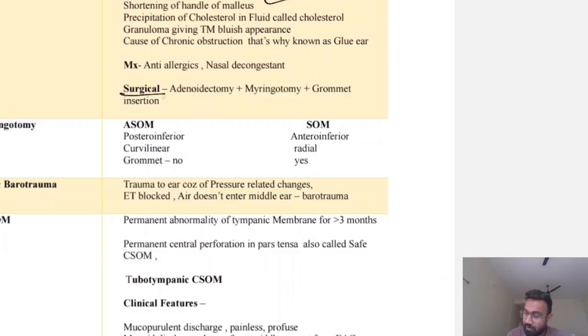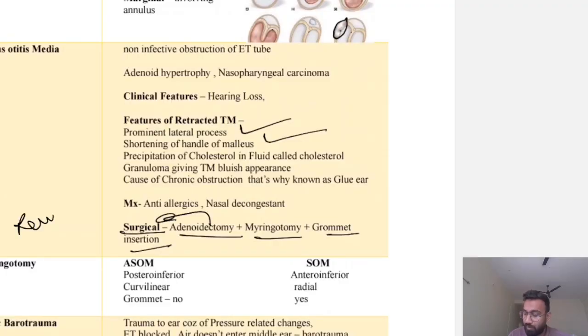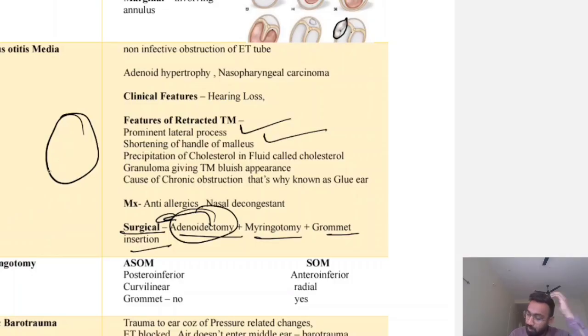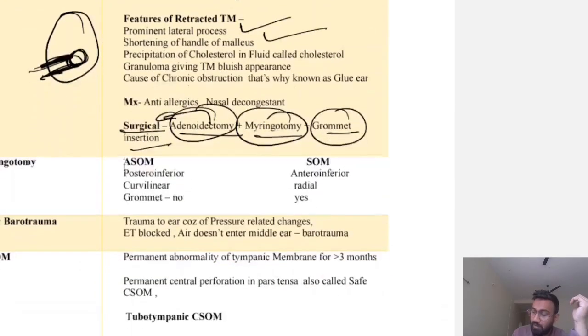Okay. You will treat surgically: adenectomy, myringotomy, and grommet insertion. So by adenectomy, you have removed the cause. Because adenoid hypertrophy leads to serous otitis media. So you have removed the cause, that is adenectomy. Now you are treating the condition by doing the myringotomy. So what is myringotomy? This is tympanic membrane, and you have created a hole, so that is known as myringotomy. And grommet insertion, so you have put a pipe in it, that is grommet, which leads to drainage of pus, drainage of fluid. So that is serous otitis media.